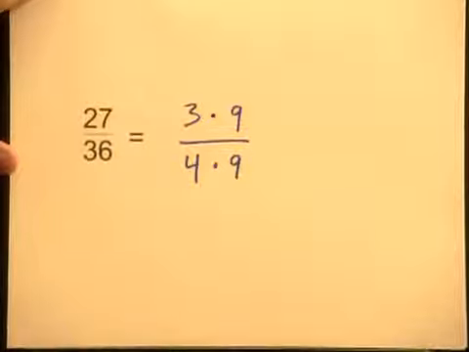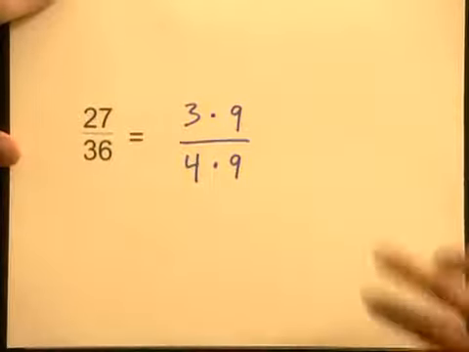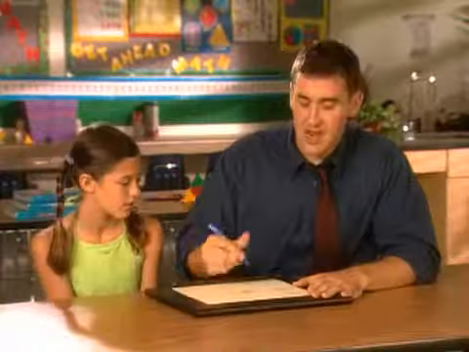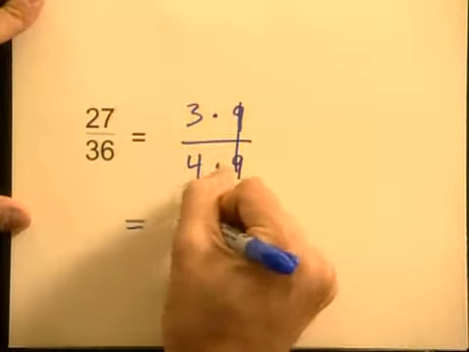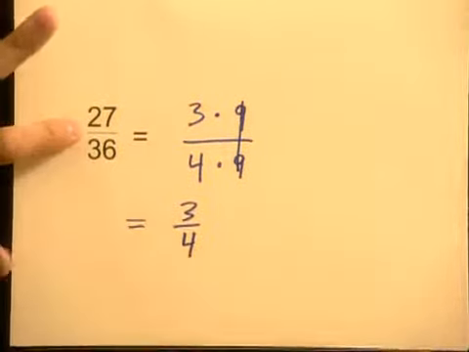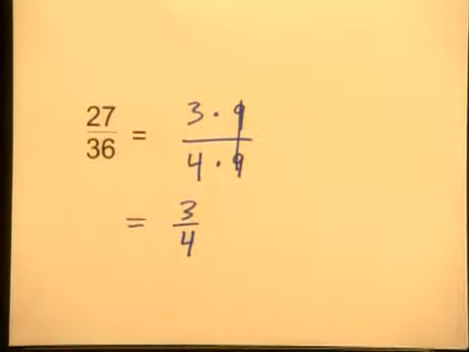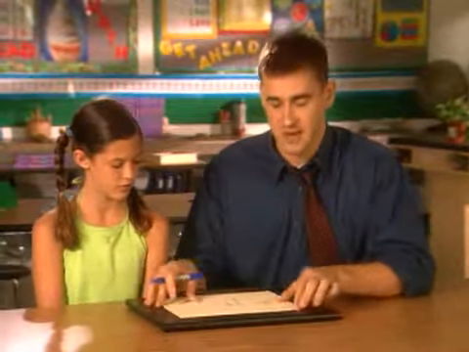So what can we cancel out in this fraction? The 9s. And the 9, remember, is the greatest common factor. That's what we cancel out. That leaves us with 3 over 4. So 27 over 36 reduced is 3 over 4. And the greatest common factor was 9.